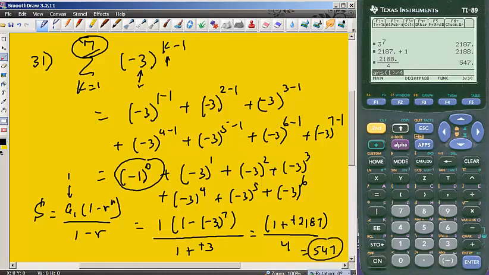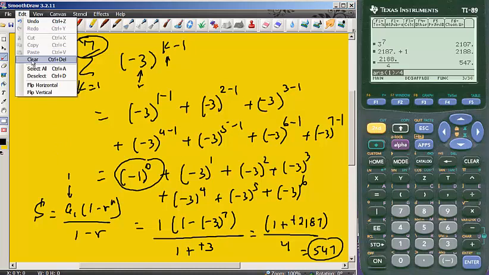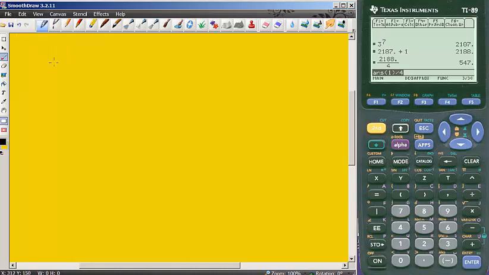Alright. So that's a geometric series. So let's say they wrote this out the long way, and let's do number 36. Let's say you have 3 plus 6 plus 12 plus 24 plus dot dot dot, and they want you to add 8 terms. So we know what a sub 1 is.